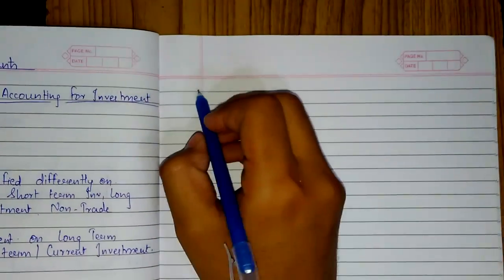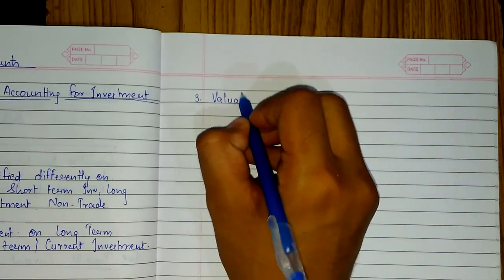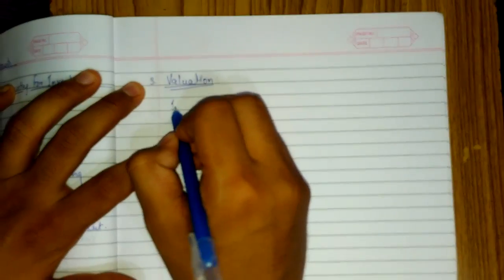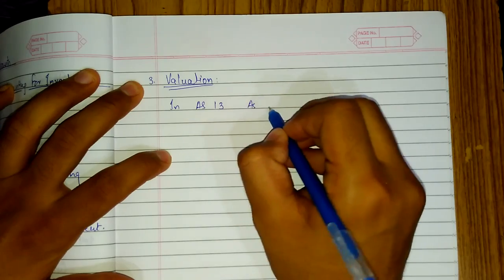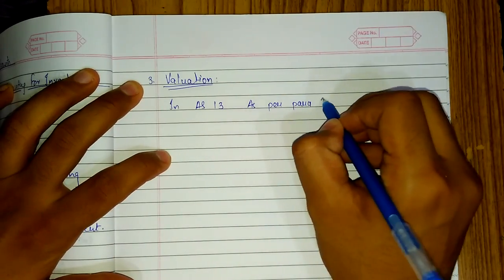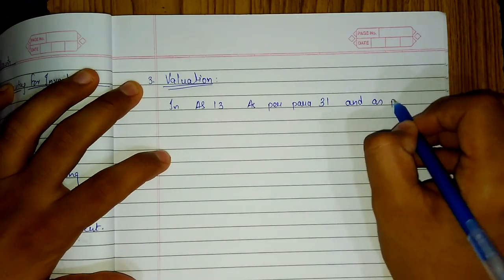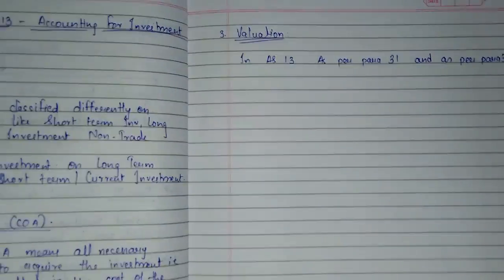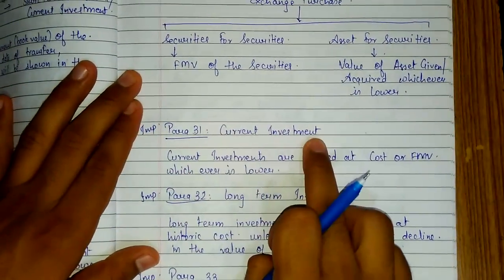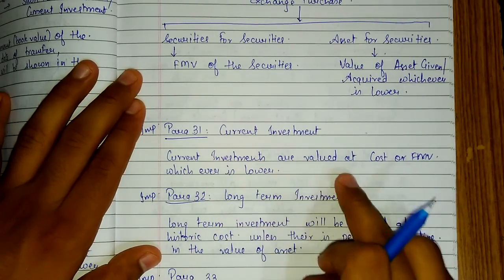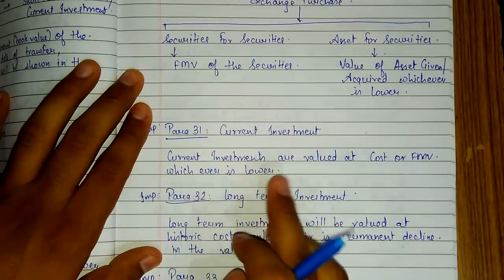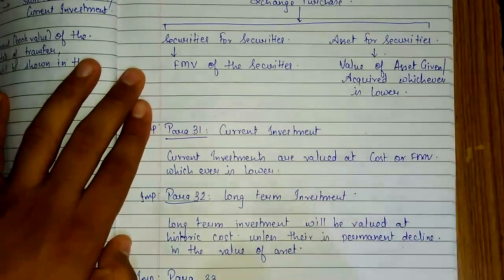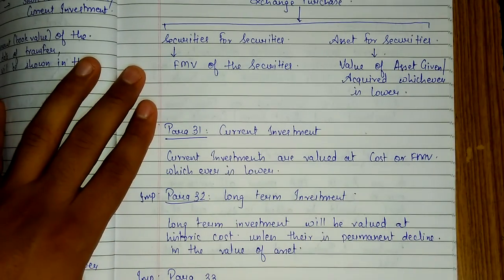Now we'll see valuation, the third part in this chapter. How to evaluate the investment. This is very simple. You have already studied this in AS 13 as per para 31 and as per para 32. I will give you the reference. It is there in my book only. As per para 31, current investments, that means short term investments, are valued at cost or FMV, whichever is lower, when we have to value this at the end of the year or at the end of the accounting period. I hope this is clear because I have already explained this.